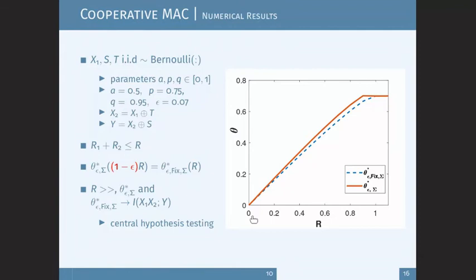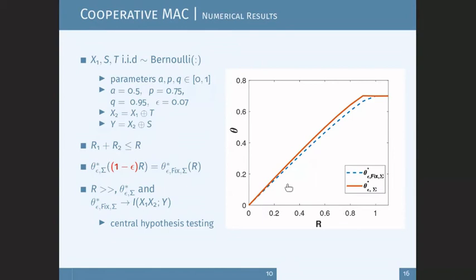We also support our results by a numerical one. In this simulation, we consider actually an example for X1 and X2 being IID according to Bernoulli distribution. These are the parameters that we take. And it looks like the DSBS, the doubly symmetric binary source. But here we are concerned with the maximum rate constraint, meaning that both rates R1 and R2 should be upper bounded by R that we vary here.